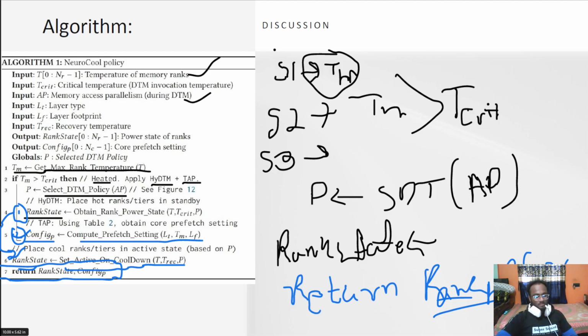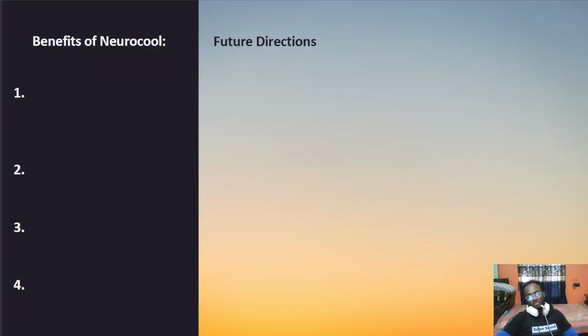Okay. So coming to the next slide, what are the benefits of NeuroCool? We can say the NeuroCool benefits include application specific optimization. It adapts the prefetch and thermal management strategies to specific DNN operations. These are the benefits of NeuroCool. We already went through the paper, and the paper also presents the benefits of NeuroCool.